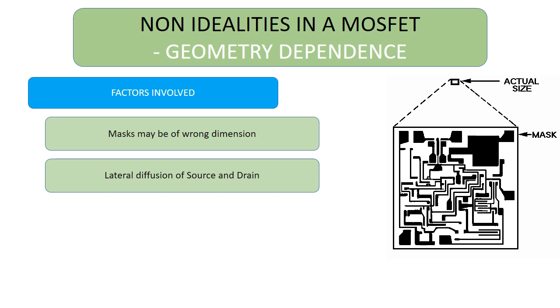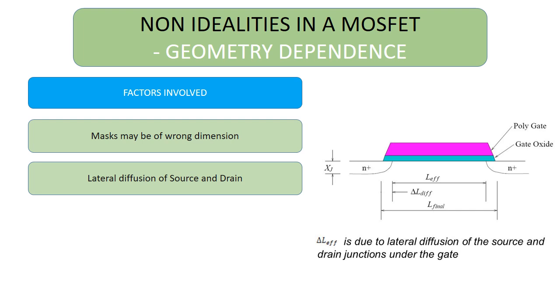The last non-ideality is geometry dependence. The mask which is used may be of wrong dimension. For your reference, a mask has been shown in this slide. The next geometry factor which causes non-ideality is lateral diffusion of source and drain. Have a look at the figure. The source and the drain are diffused and they should stop at the arrow mark. But they don't stop there. They go beyond and get diffused even below the gate. This is called lateral diffusion of source and drain.